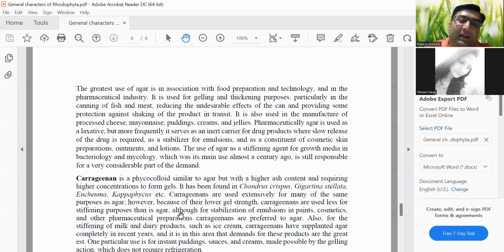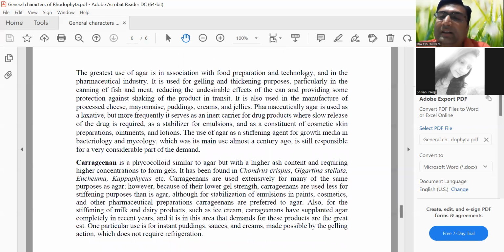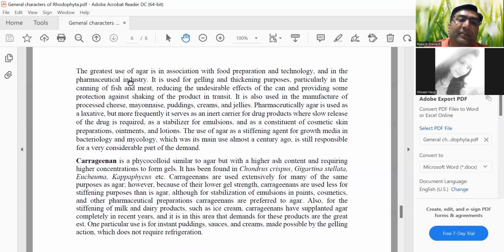And what is the use of agar? The greatest use of the agar is in association with the food preparation and technology, particularly the culture of the bacteria, the fungi. We use agar as a solidifying medium, and it is also used in pharmaceutical industry. It is used for gelling and thickening purpose, particularly for canning of the fish and meat when we transport fish and meat from one country to another. It helps to reduce the undesirable effect of the can.